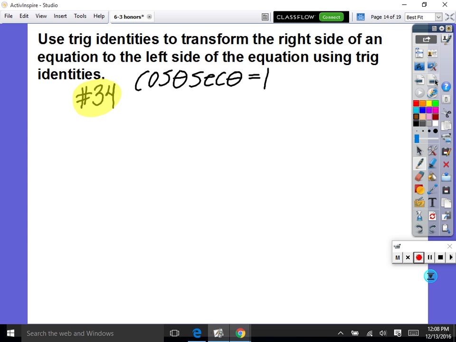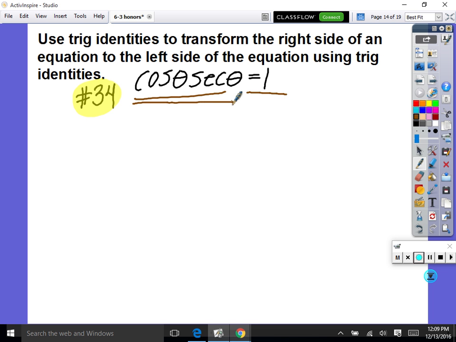Here we go. So, number 34. This is the same as the one on your homework. You might want to write this down so that you can see my logic here, or just watch. It's up to you. It says, use trig identities to transform the right side of the equation to the left side of the equation. So basically they're telling us this side is going to be equal to 1. Show me algebraically how we got there.